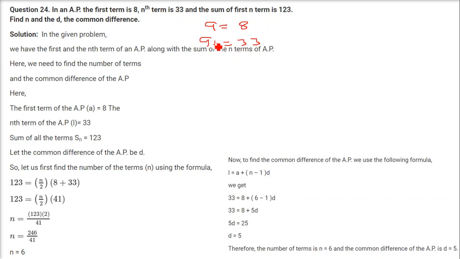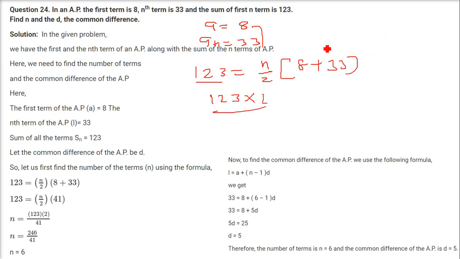So we'll use the formula, that is the sum. The sum is given as 123. It will be n by 2, A plus L, 8 plus 33. So this will be 123 into 2 by, 8 plus 33 is what? 8 plus 33 is 41. So this is going to be 41, 3 sixes are 6. n is going to be 6.